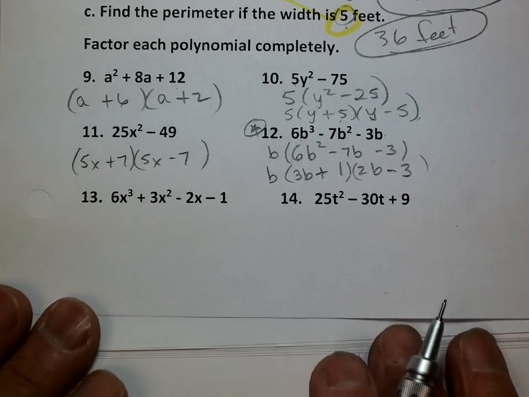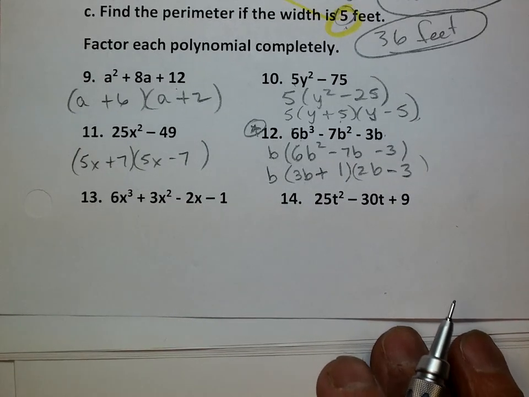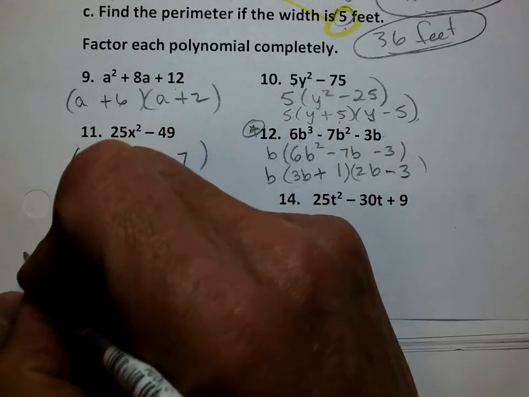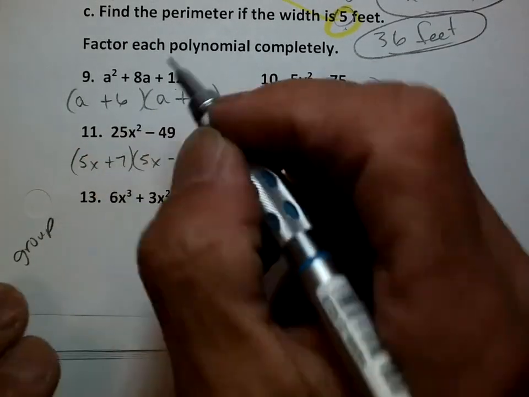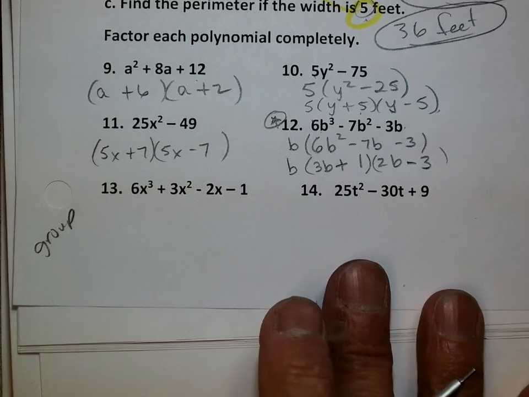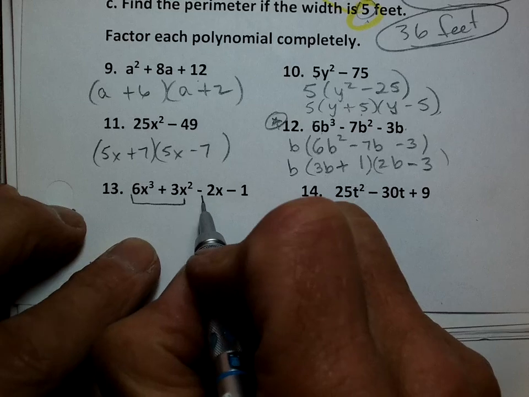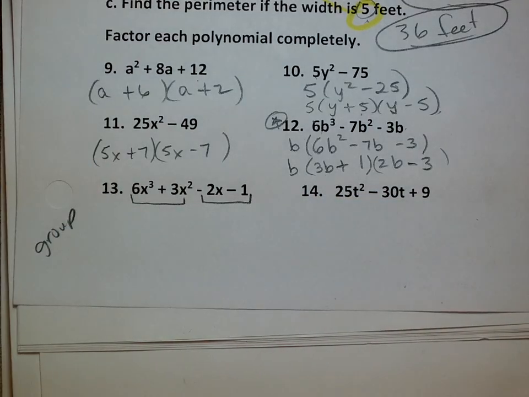Now, 13. This is what we did yesterday. So these are a little bit hard, but you see 4 terms, right? 4 terms. We got to do it by grouping. If you see 4 terms, we're going to do it by grouping. Okay. I'm going to put these 2 together and these 2 together. We're going to group them up.